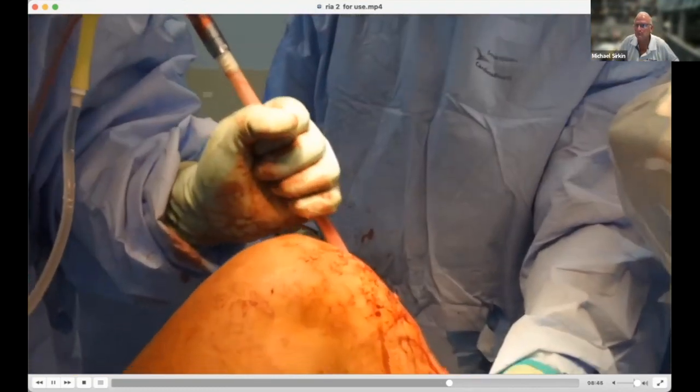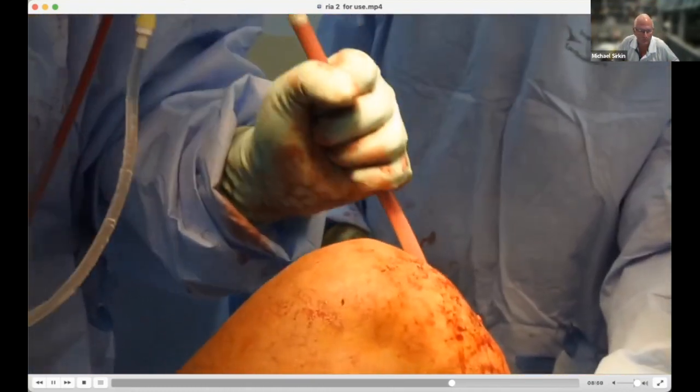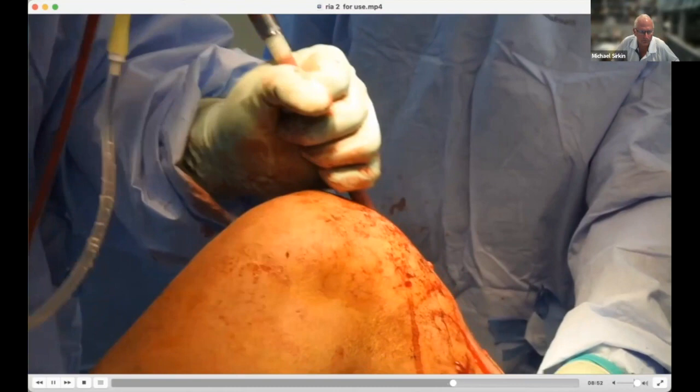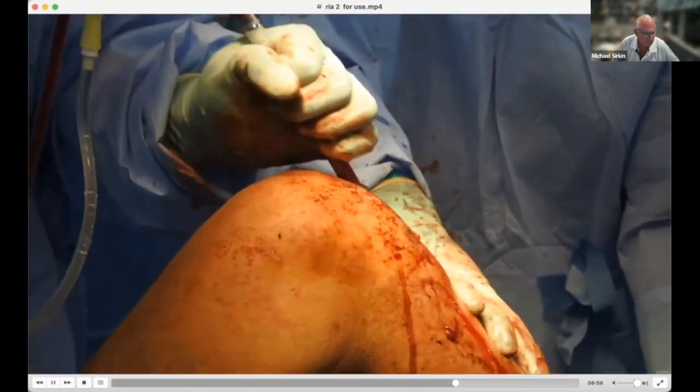When using the reamer irrigator aspirator, an in and out motion is done in order to allow the tube to clear of the reamed contents, whether it be bone or debrided material.